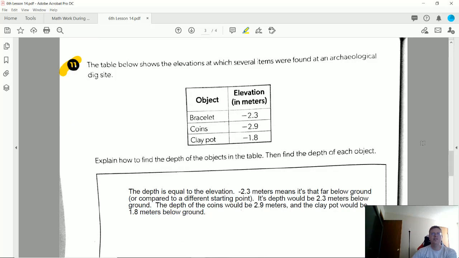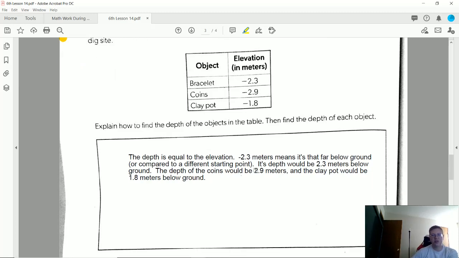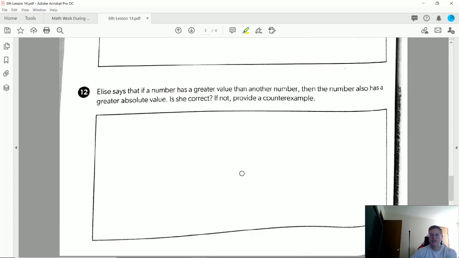Number 11, here's our one that was talking about depth. So our elevation is going to have to do with how far above or below the ground we are. So depth is equal to the elevation. So if our bracelet is negative 2.3 meters, that means it's 2.3 meters below the ground. So the depth would be 2.3 meters. So we're going to use absolute value and say how far it is below the ground by using that. So the coins would be 2.9 meters and the clay pot would be 1.8 meters.